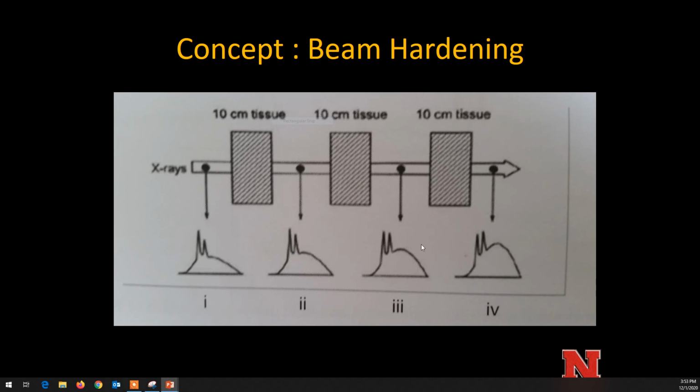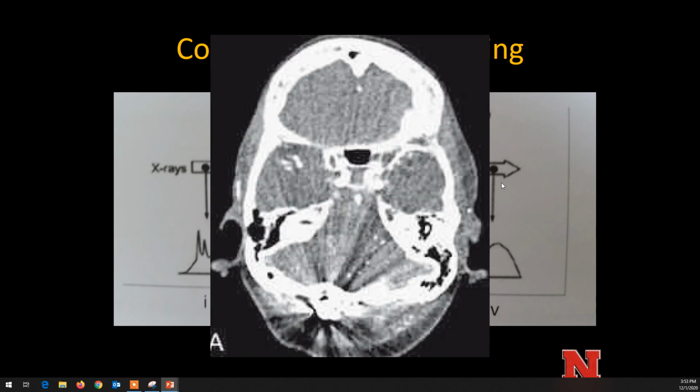And if you do that over and over and over again, or if you just do it through something that's incredibly thick or dense or has a high linear attenuation coefficient, you're going to get a functionally very hard beam, which is full of higher energy photons. And if you do that to the maximum, like here in the posterior fossa, or in something that's metallic or very, very dense, it is going to create this artifact on CT called beam hardening artifact.